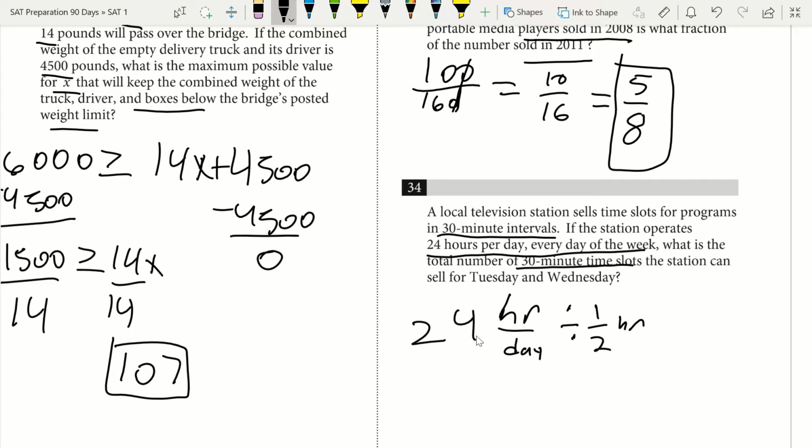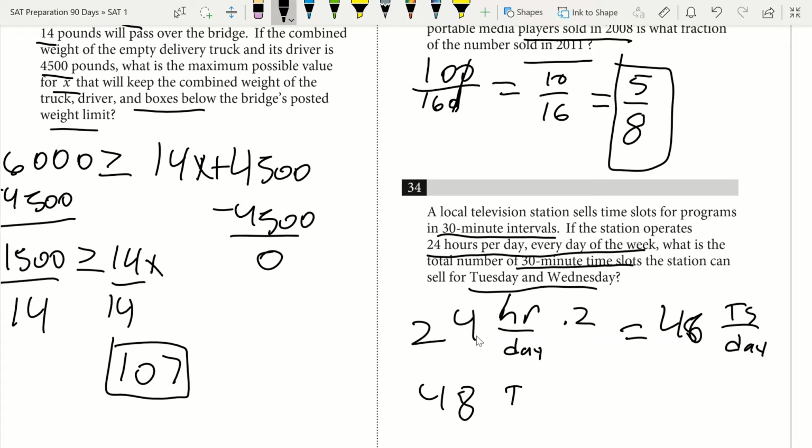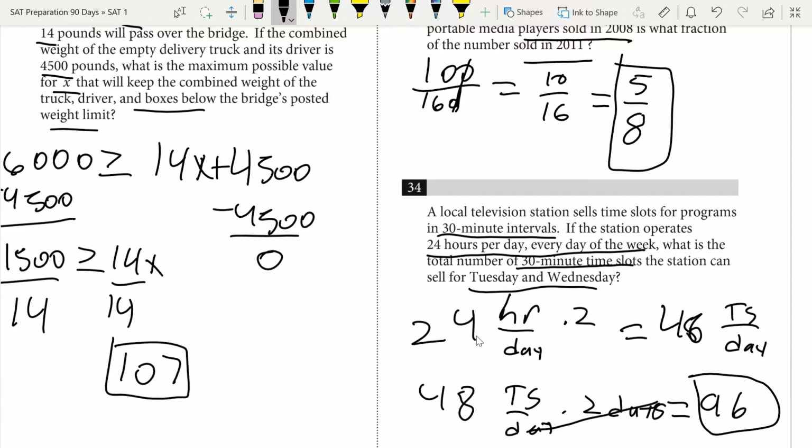When we divide by a fraction, we flip it and multiply. So that's the same as multiplying by 2. When we do that, we're going to get a total of 48 slots. We'll call them TS for time slots per day. We know that we have 2 days. Therefore, we have 48 time slots per day times 2 days. Our days will cancel. We'll have 48 times 2, which will give us 96 as our number of time slots. So 96 would be our answer for 34.